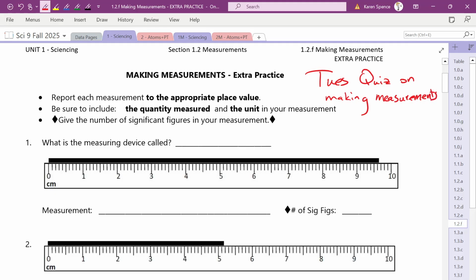All right, so I think everybody got it correct that this is a ruler. Yes? Okay. And almost everybody in the class forgot to write down that we were measuring the length. So you would want to have length or just L. L would be fine. And then equals.